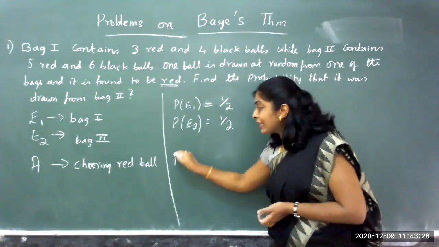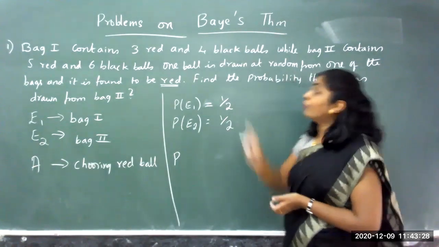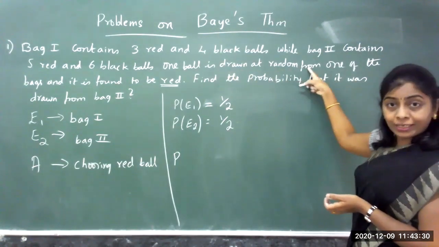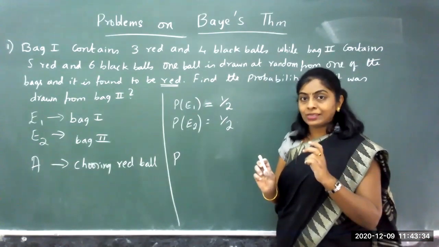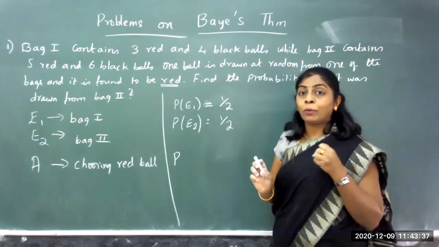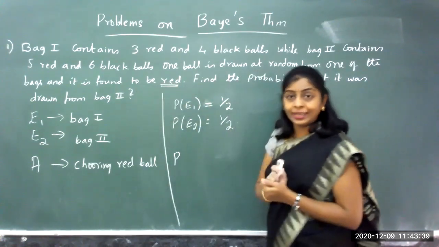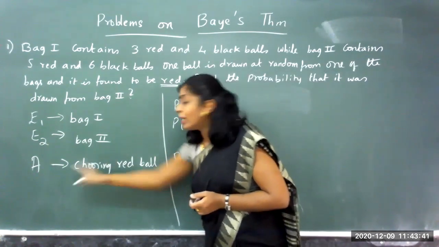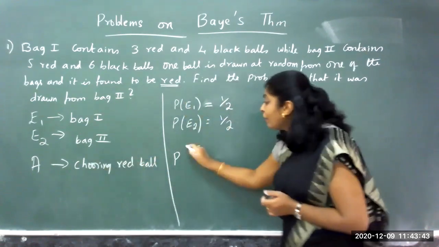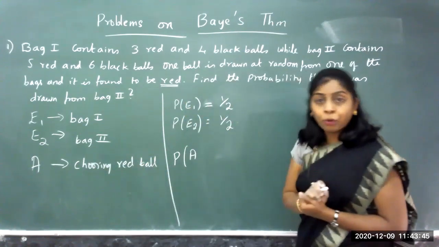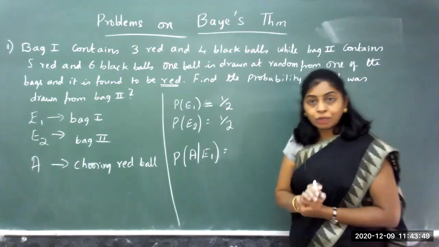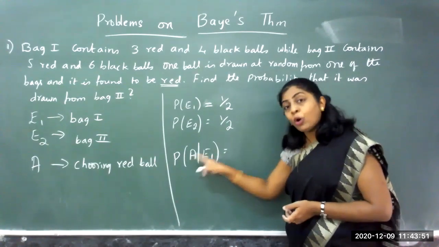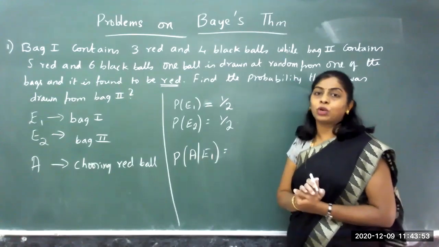Now I consider the conditional probability where one of the balls is drawn at random from one of the bags. So E1 and E2 are the two bags. From that I am drawing one ball and it is found to be red. I take it as the conditional probability of choosing a red ball from bag 1, and the conditional probability of choosing a red ball from bag 2. Let me see what it is.